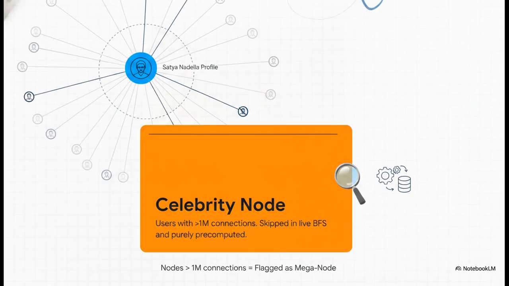And this brilliantly illustrates something else, the extremes. What actually happens when your live BFS traversal hits an account like, say, Satya Nadella's, which has millions of connections? That is a fan-out explosion that will immediately melt your database. We call this the celebrity node problem. To protect the system, any user with over 1 million connections is just flagged as a meganode. During a live BFS, these meganodes are explicitly skipped as intermediate hops because honestly, they just create noise and offer no meaningful signal for a personal connection. Instead, their massive degree sets are purely pre-computed offline and cached permanently so they never break our live day-to-day operations.